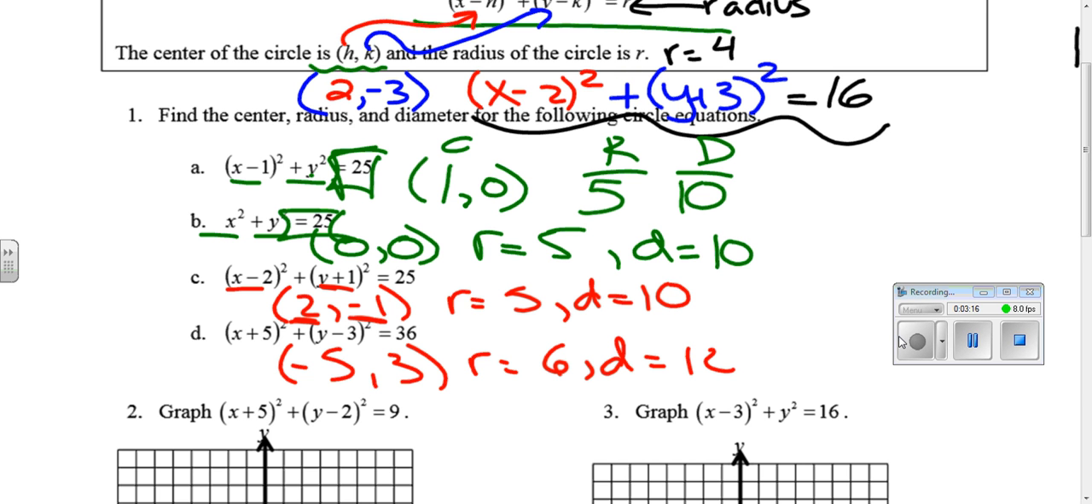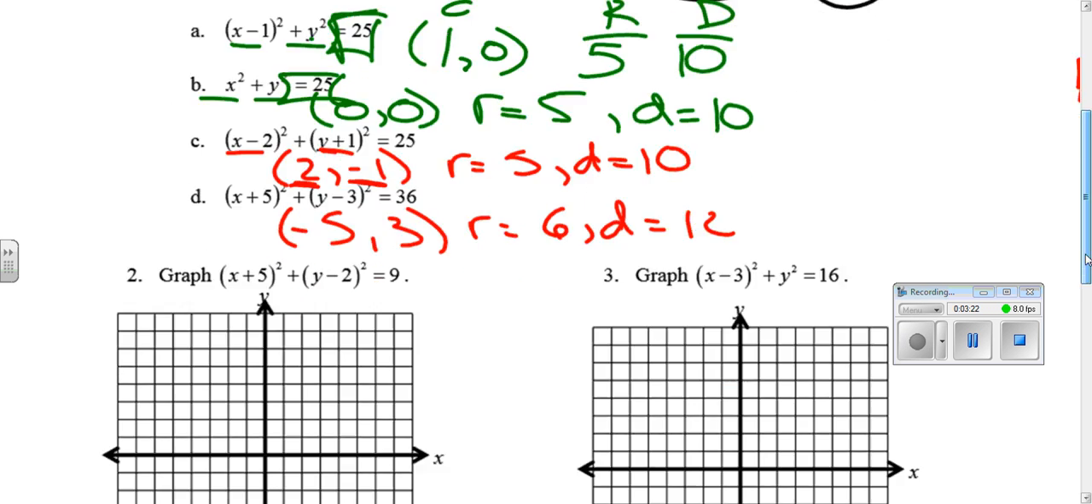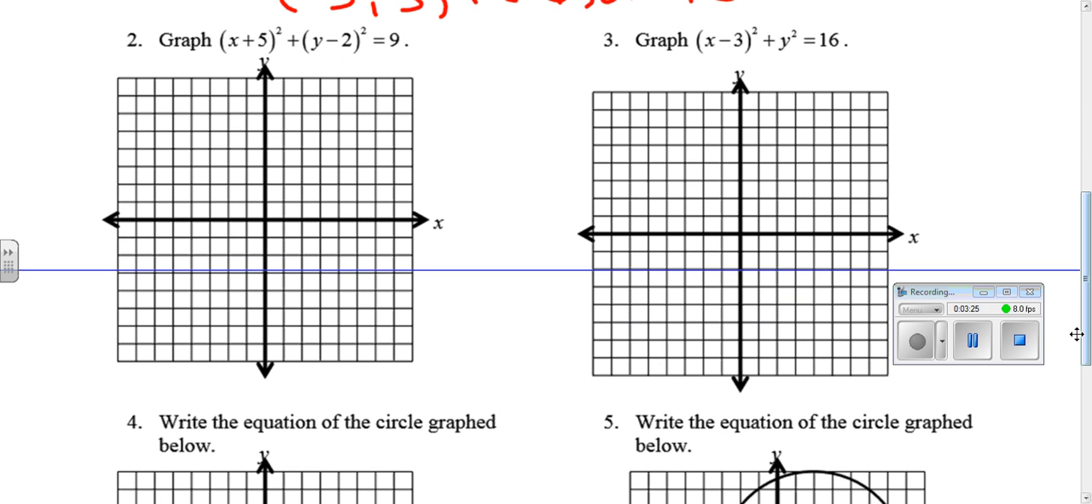All right, let's go ahead and graph some. We're going to give you the equation, and you need to graph the circle. The first thing I want you to do is identify the center and the radius. You need to know that information in order to graph. So taking a look here, my center is going to be at (-5, 2). Remember, it's the opposite values. So let's go ahead and plot that point.